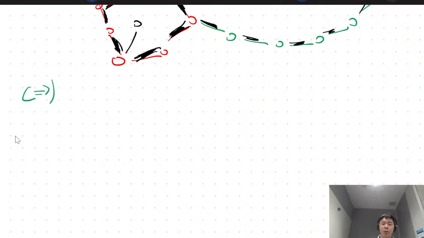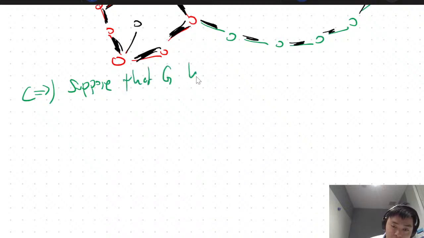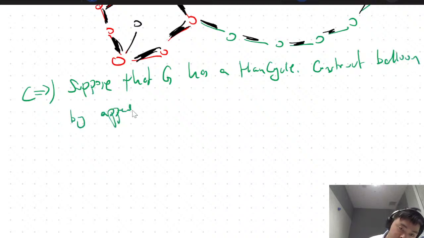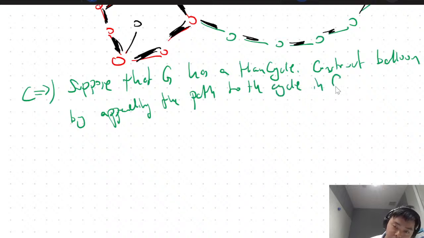So let's actually prove this formally. What I want to do is show that if G has a Hamiltonian cycle, so suppose that G has a Hamiltonian cycle, then what I know is the balloon is just really going to be the cycle plus this path. So we can construct the balloon by appending the path to the cycle in G prime.